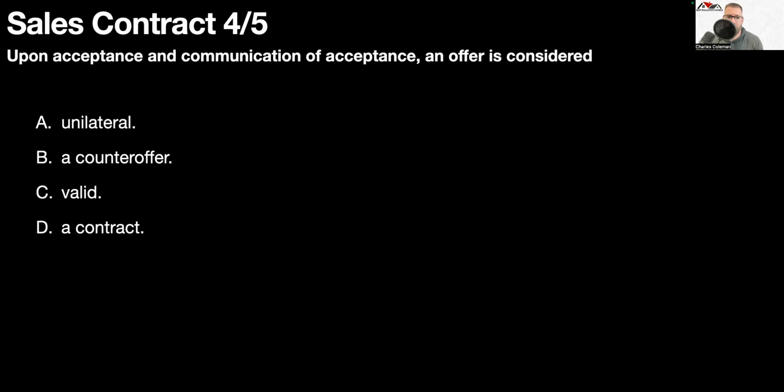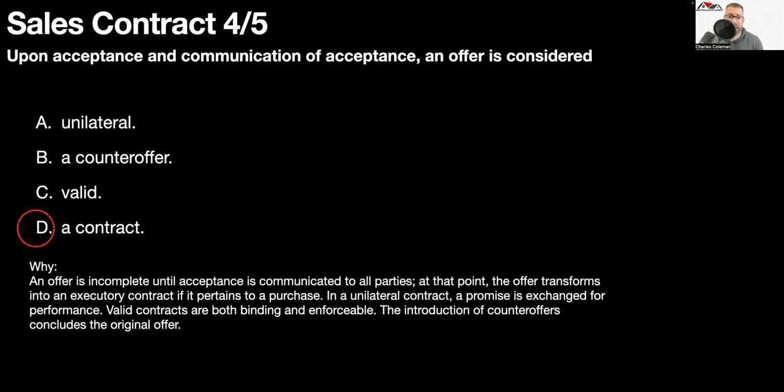Question number 4. Upon acceptance and communication of acceptance, an offer is considered a contract. An offer is incomplete until acceptance is communicated to all parties. At that point, the offer transforms into an executory contract if it pertains to a purchase. In a unilateral contract, a promise is exchanged for performance. Valid contracts are both binding and enforceable. The introduction of counteroffers concludes the original offer.